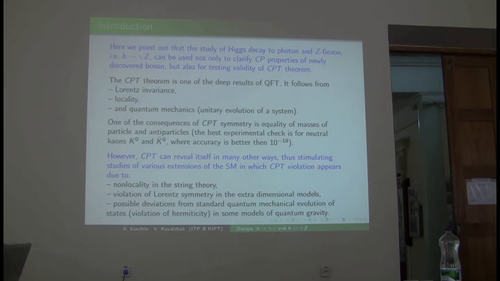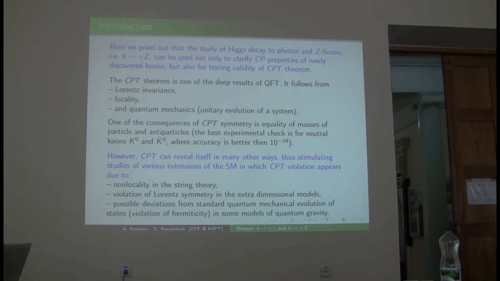So in this work, we would like to point out that the study of the Higgs boson decay to photon and Z boson can be used to study not only CP properties of the newly discovered boson, but also for testing the validity of the CPT theorem.